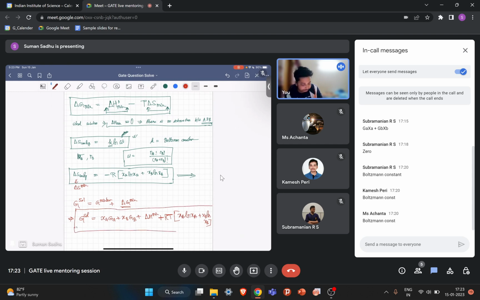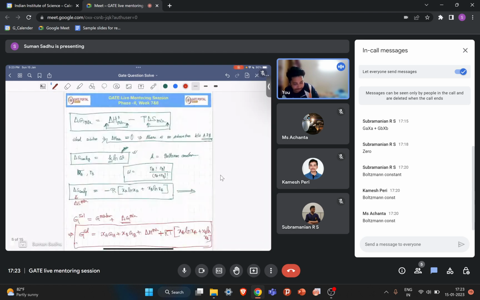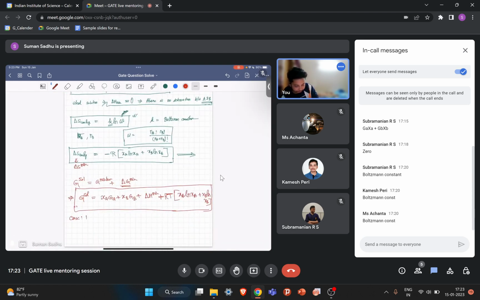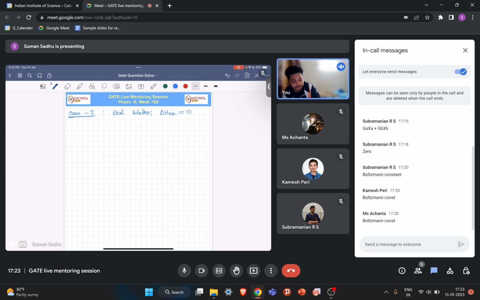Okay. So now, as I also told earlier, for the ideal solution, let's say case 1 is for the ideal solution. Okay, let me go into the next page. So for the ideal solution model, your delta H mix will be 0, right? If delta H mix is 0, then what will be the G of solution? G of solution will be simply XA GA plus XB GB plus RT (XA ln XA plus XB ln XB), right?